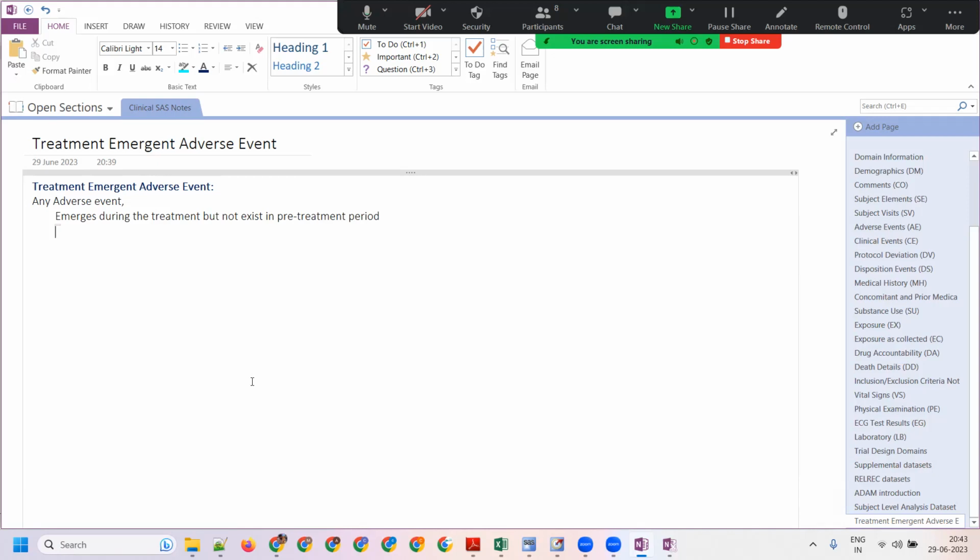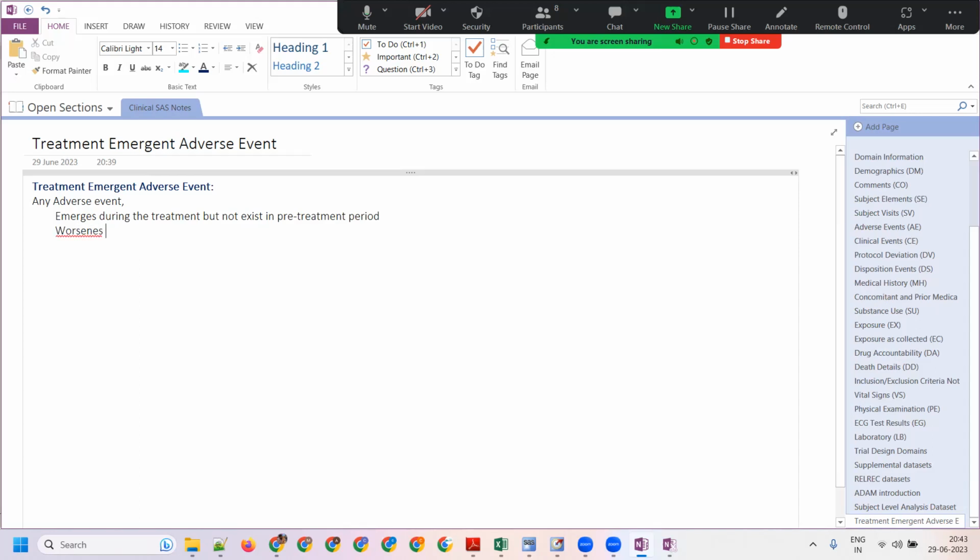Exactly. Along with your treatment or after your treatment, the adverse event happened. But this adverse event doesn't have any trace before my treatment start date. That is, in the screening and the randomization, it doesn't occur at all. But on the day of your treatment or right after your treatment, it started. That is one. There is another way of explaining this also. Any adverse event, right?